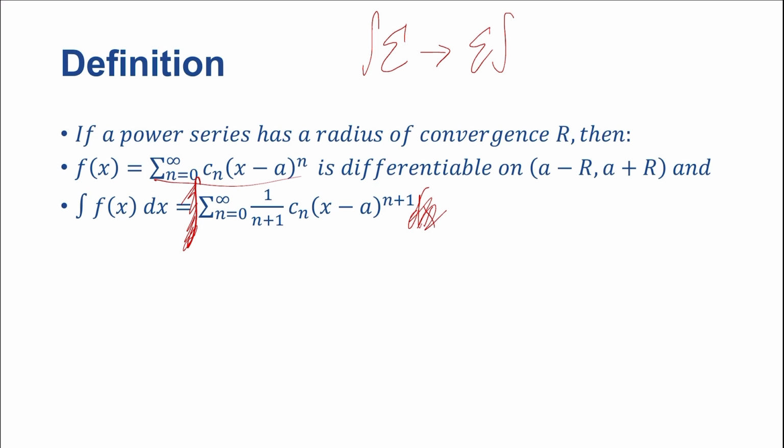Anyways, if we take the integral of f of x dx, we take the integral of this guy. So we get the sum from n equals 0 to infinity. No need to go to n equals 1 because we've got an n plus 1 term of 1 over n plus 1 times c sub n, constant, times x minus a to the n plus 1th power. So this is just the power rule, or the reverse power rule. If I want to take the integral of x to the n dx, well, that is equal to x to the n plus 1 all over n plus 1.